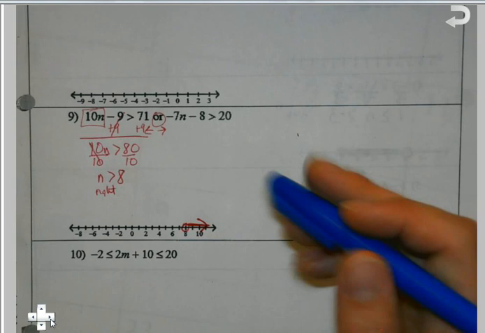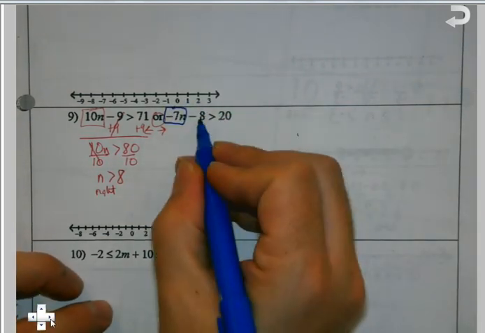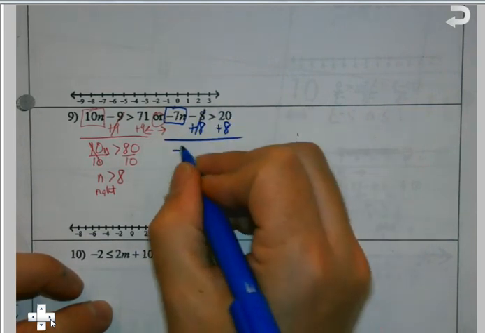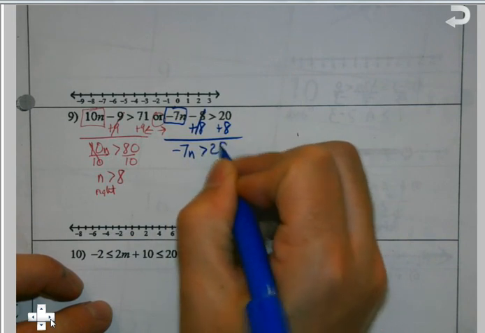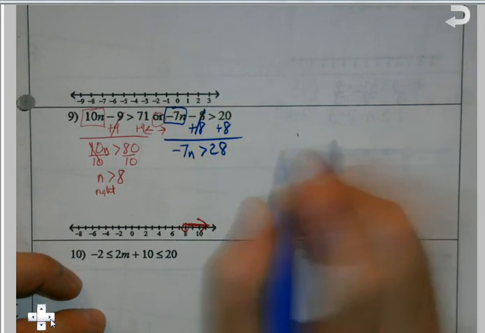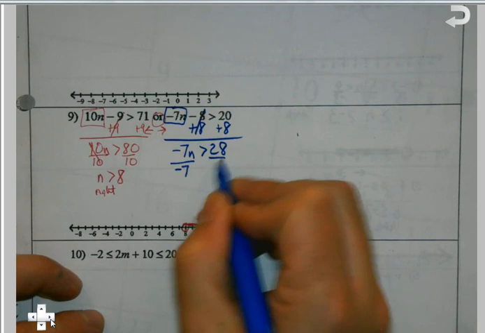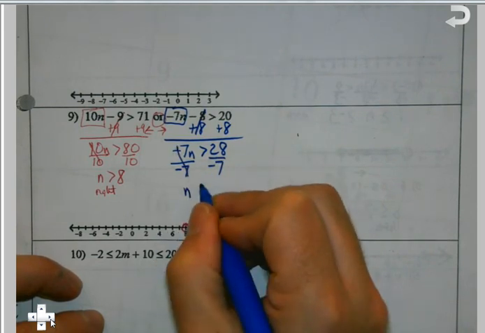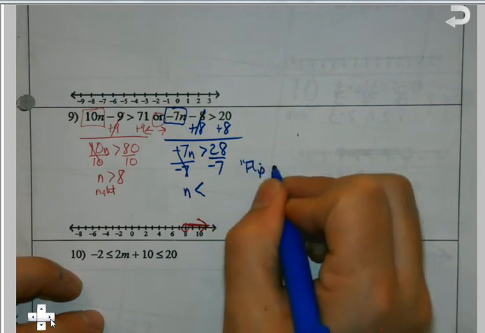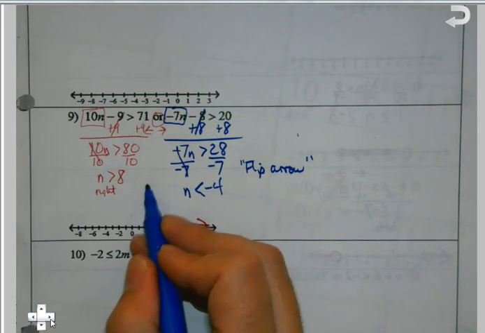Then I'm going to go over here and I'm going to say, okay, now my job is to get this -7n alone. I got to undo the -8. So I'll plus it. And here's where I got to be careful, because you might be tempted to say, look, add 7, but that's not what we're doing here. This is -7 times n. So I'm going to divide by -7, which means I've got to flip the arrow because I divided by a negative. And I get my answer for that one.